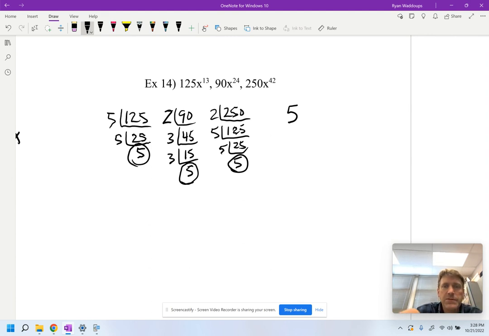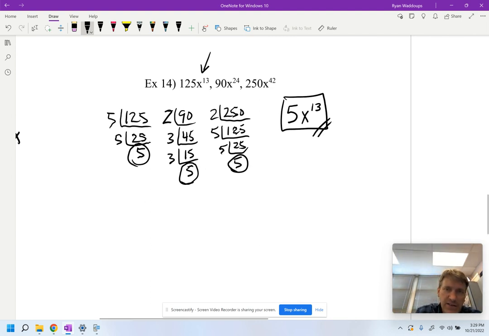And then for the variables, they all have x's, but they're limited by the one who has the least amount, which is 13 x's. So it's x to the 13th power, and that's your greatest common factor. If you wanted to, you could list out 13 x's and 24 x's and 42 x's, but you're still only going to circle 13 of each of them. So that's kind of the process.